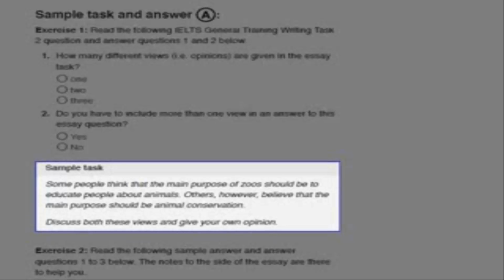I'm now going to show you a sample answer to this essay question, and when you read it, I'd like you to decide if the writer has written about both views and given their own opinion. You don't need to understand every word in the sample answer to see which views the writer has included, but you may want to pause the video again to give yourself enough time to read the essay.